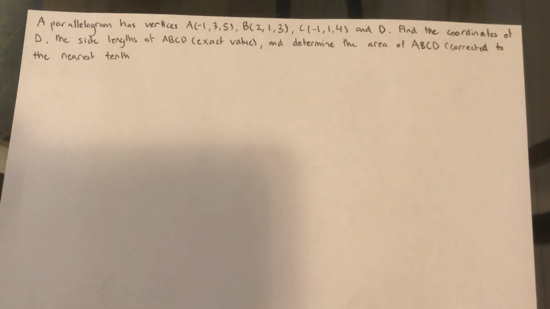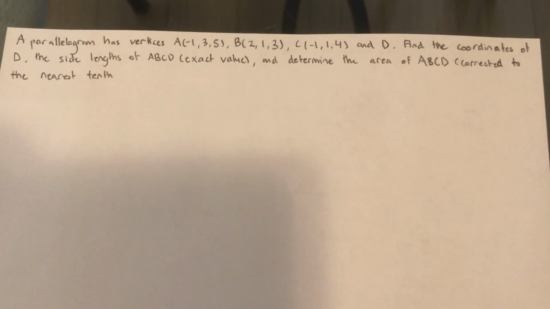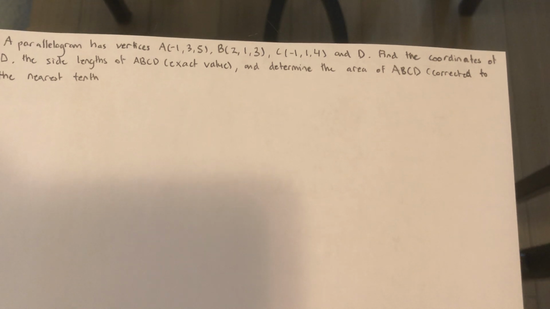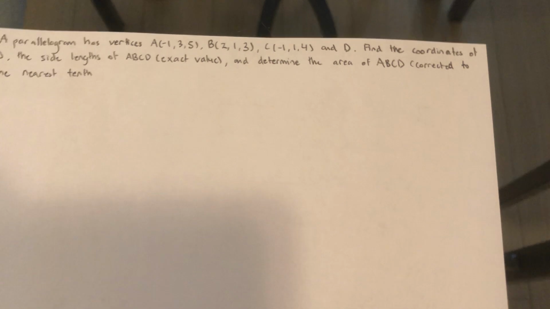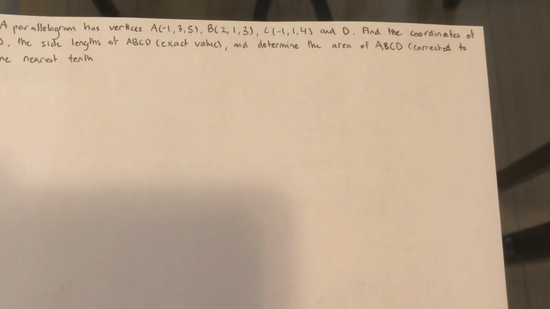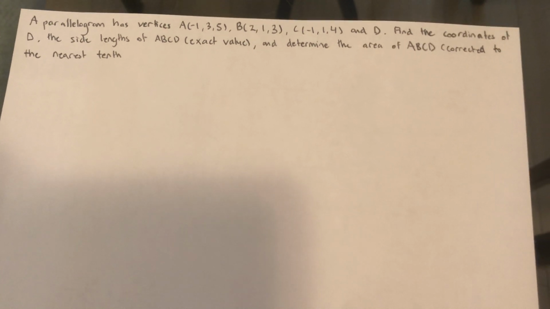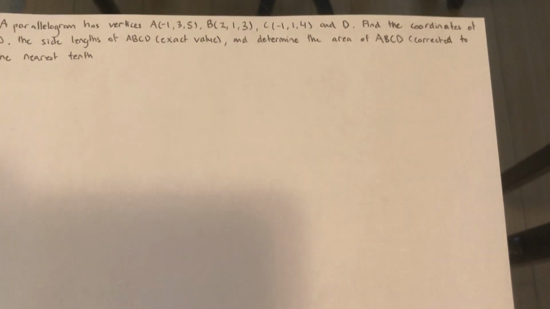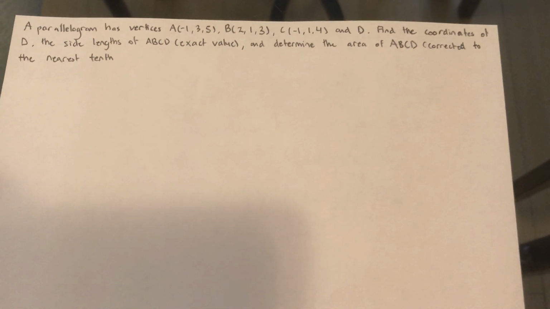So the question we're trying to solve today is: a parallelogram has vertices A(-1, 3, 5), B(2, 1, 3), C(-1, 1, 4), and D, of which we don't know the values yet. Find the coordinates of D, the side lengths of parallelogram ABCD using exact values, and determine the area of parallelogram ABCD, correct to the nearest tenth. Oh, forgot the bracket.